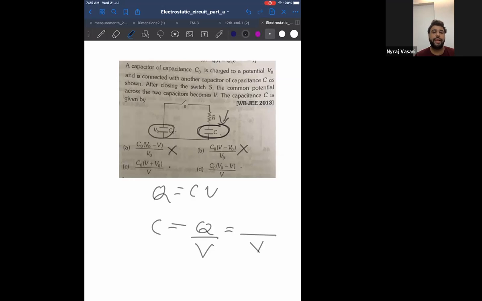Tell me in which option do I get potential difference? In option C or in option D? Potential difference means difference of the potential. That means minus sign has to come, right? Difference between the potential: initial potential minus final potential. So this will be the right answer, and this will not be the right answer because of this sign.